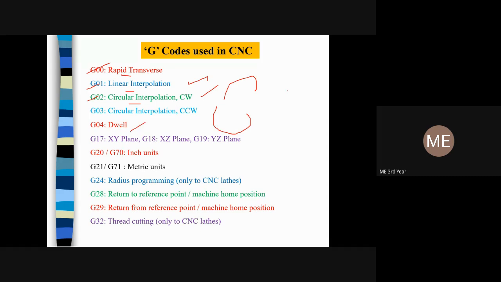It is only applicable when the tool needs to be stopped or paused for a certain duration of time. This G04 is important, and I have already told you about it for the peck drilling operation. So what is the peck drilling operation? If the aspect ratio of the drilling is very high, what is aspect ratio? That is the L by D ratio.